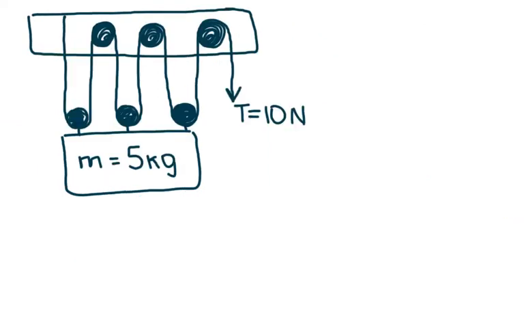In this question, you have a mass of 5 kilograms hanging with some system of multiple pulleys, and they're telling you that they will pull this mass with a tension force of 10 newtons.